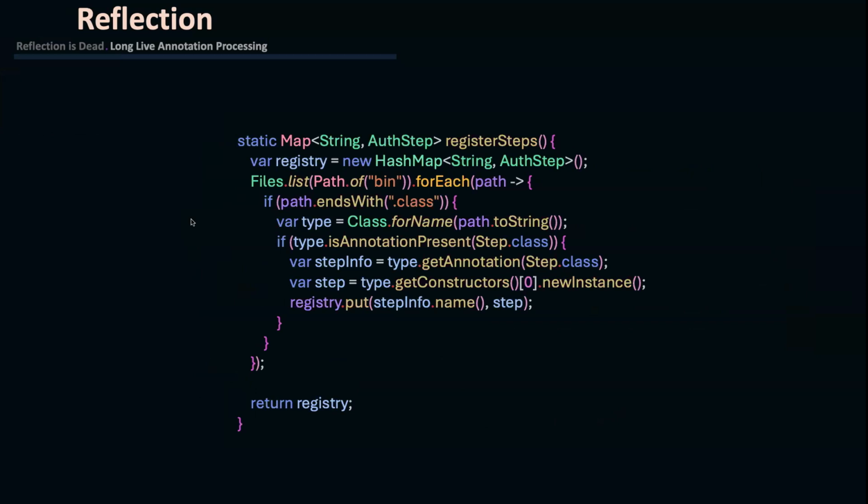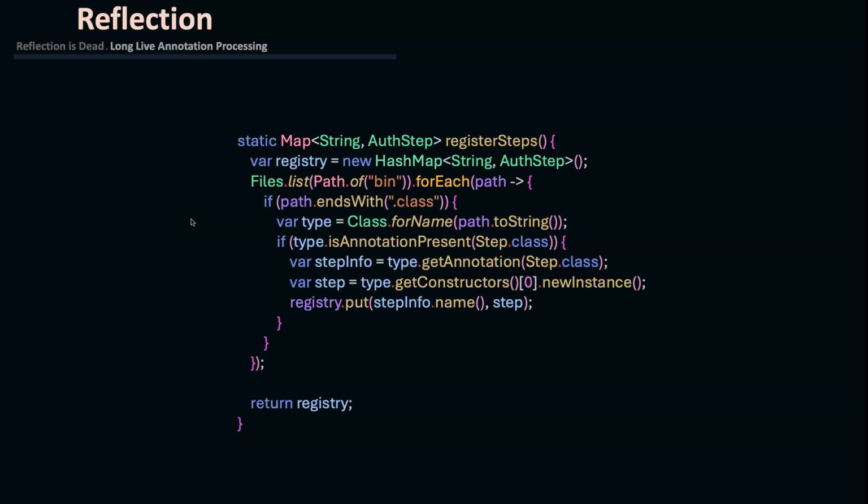We compile all our classes, then go to the output directory, in this case bin. Then we find any file there. We check if it ends with .class, and then we start the job. Take the fully qualified name of this class, then check if it has some annotation. Is annotation present? Is actually a method from reflection.